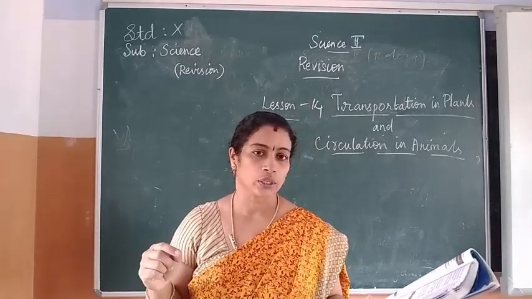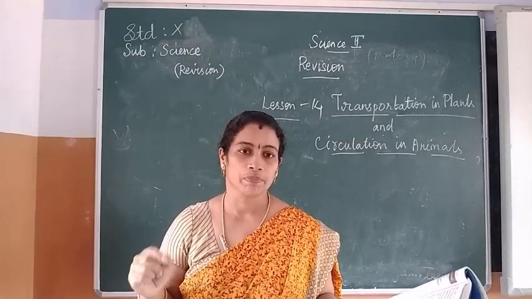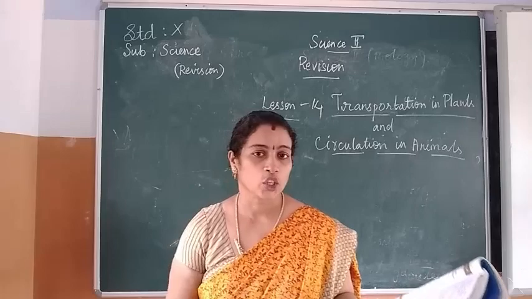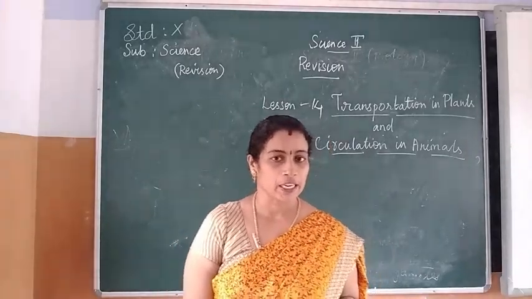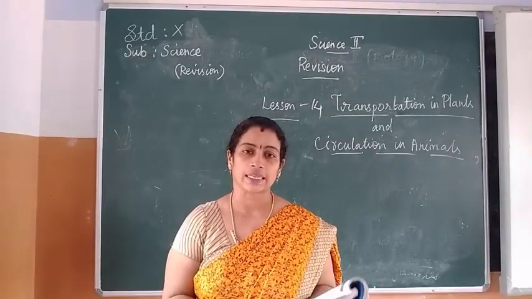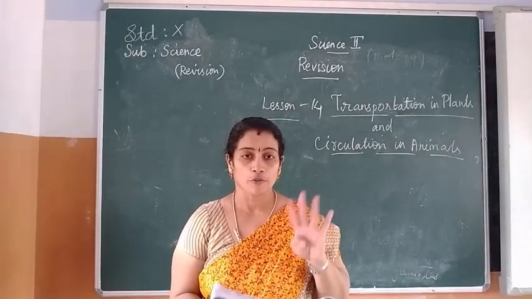The next one, root hairs. Root hairs are, what is the answer? Both B and C. What is B and C? Projection of epidermal cell and unicellular. That's the answer. Both B and C is the answer for the fourth question.